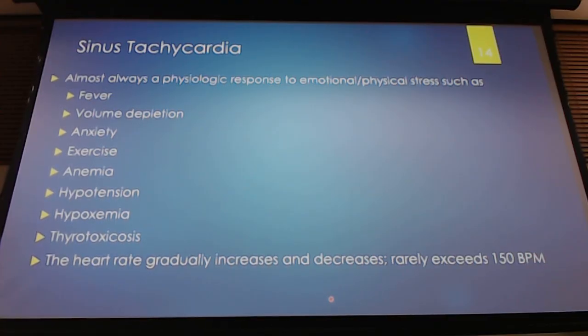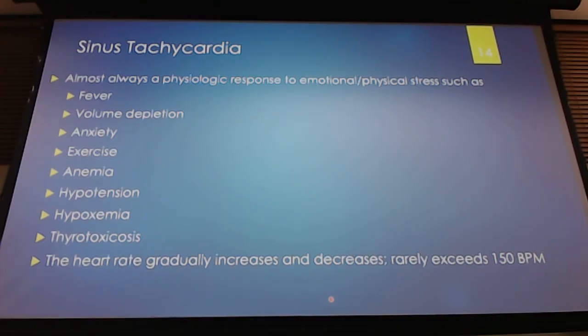Hypotension, if they're hypoxic. Okay, hypoxemia and tachycardia. What would be your number one differential for hypoxemia and tachycardia? Pulmonary embolism. Pulmonary embolism is going to be on there. Okay? Thyrotoxicosis, which means your thyroid is hyper or hypo?